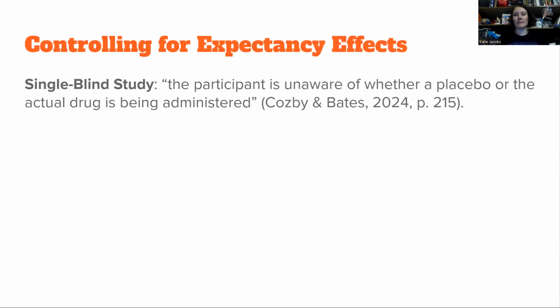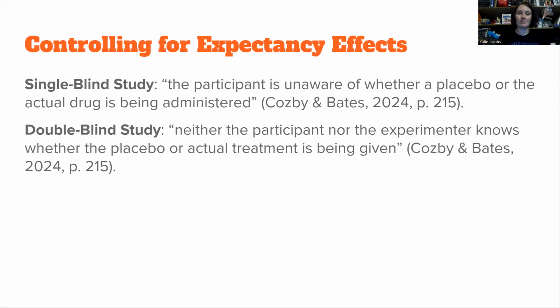So other ways to control for expectancy effects, you can do a single blind study. This is where the participant's not aware of whether they're getting a placebo or the actual drug. If that is a psychological intervention, then you would have to give the participants something that gives them the time and attention like the people in the treatment group get, because otherwise they're going to find out real quick that they're the placebo group.